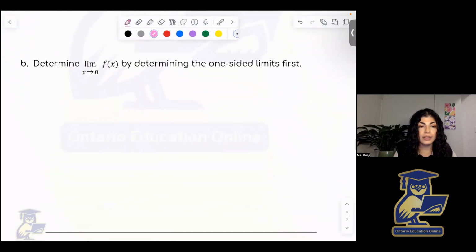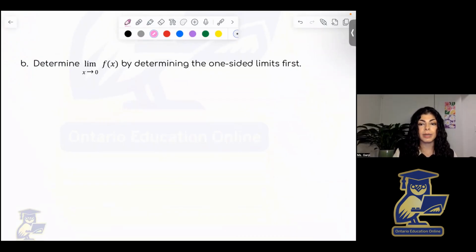Now here you're asked to find the limit as x is approaching 0 by determining the one-sided limits first. So try this as well.